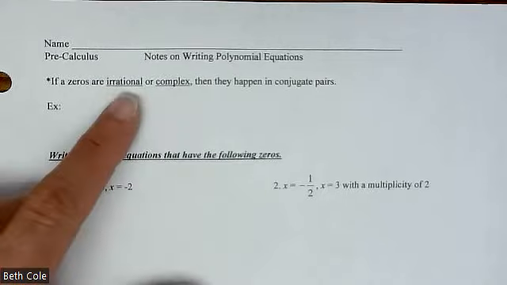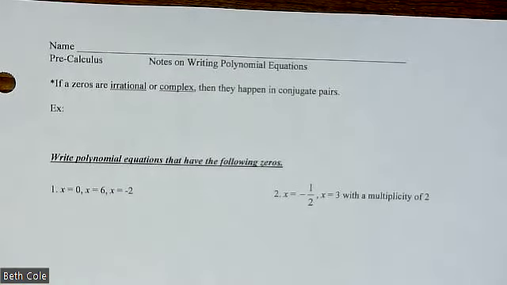All right, now the zeros are irrational or complex. Let's talk about what those words mean. Irrational means it's not a pretty number. It's a decimal that keeps going and going and going. That's when you get like plus and minus square root of 7. Do you get what I'm saying? Like if you were to type square root of 7 in a calculator, it would be some mess.